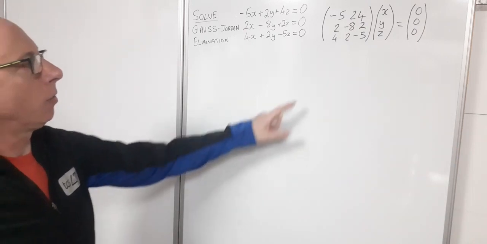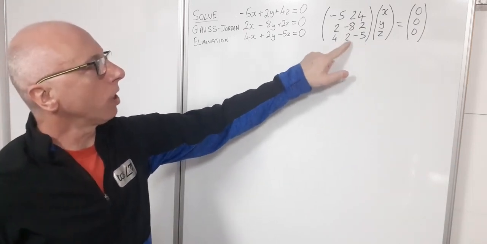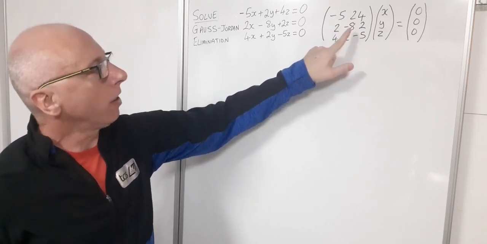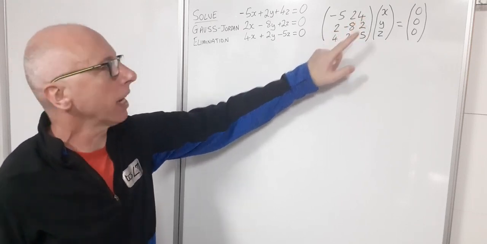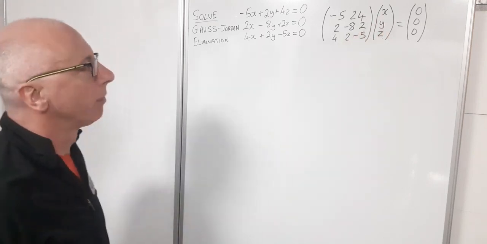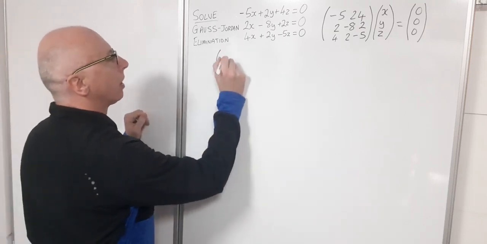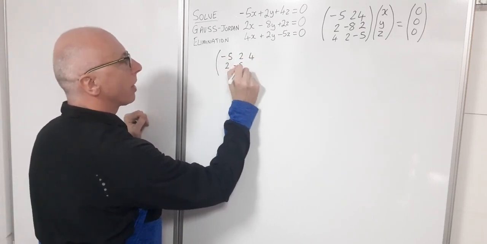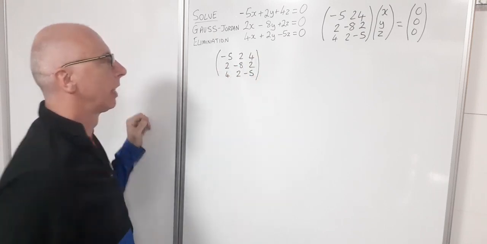So now what I want to do is take this first matrix and try to reduce a lot of the numbers in this bottom triangle into zeros. And then on the top right triangle, I want to get some 1s and as many zeros as I can. But 1s is where I'm going to find what my values of x, y and z are. So first of all, let's do the setup and write down this matrix. So I've got -5, 2, 4, 2, -8, 2, 4, 2 and -5.